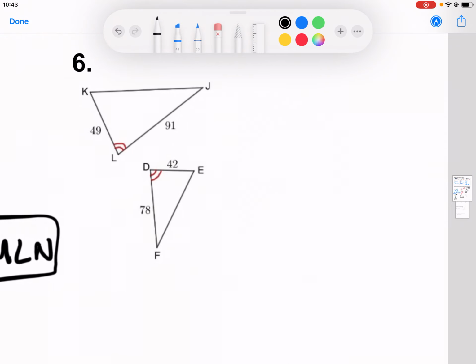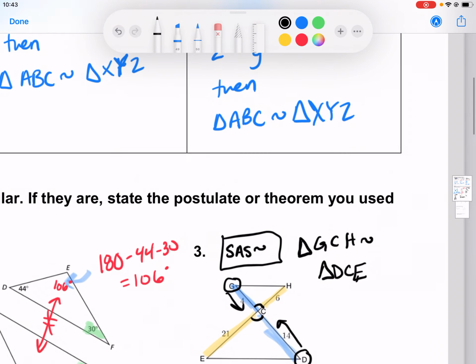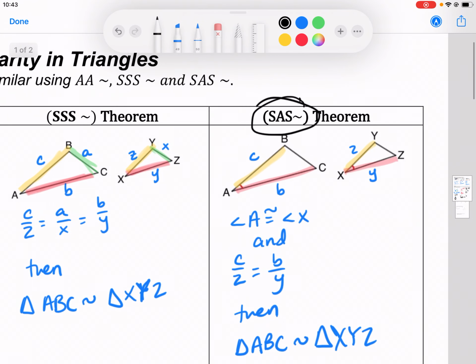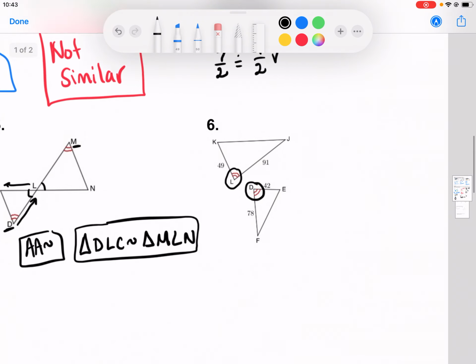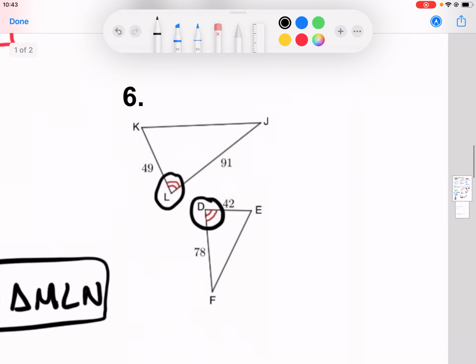Let's do a few more. So for this problem, we know these are equal, so we're on the right track for, and they're angles, but we only have one angle, so we're on the right track for side angle side. So to really verify, we're trying to see, is this actually side angle side similarity or is it not? To verify that, we're going to go ahead and divide, do our fractions.